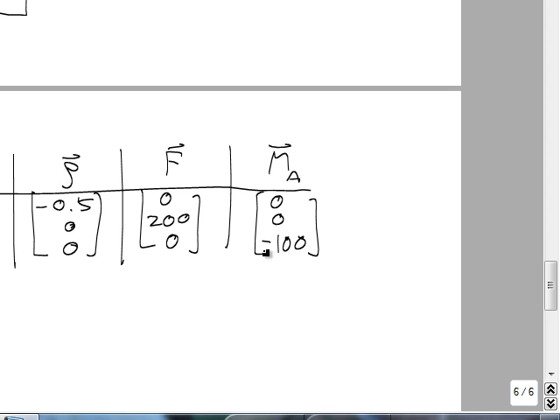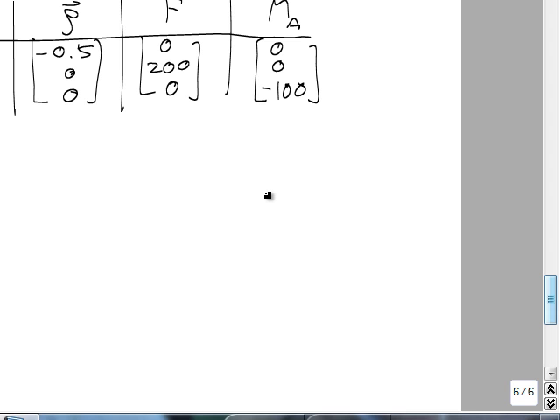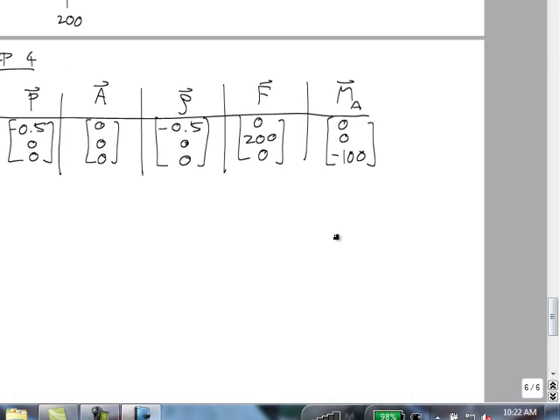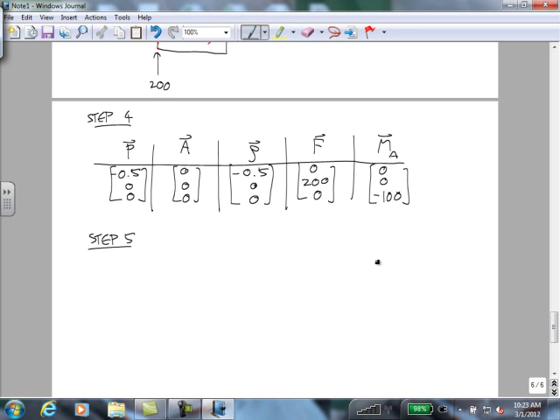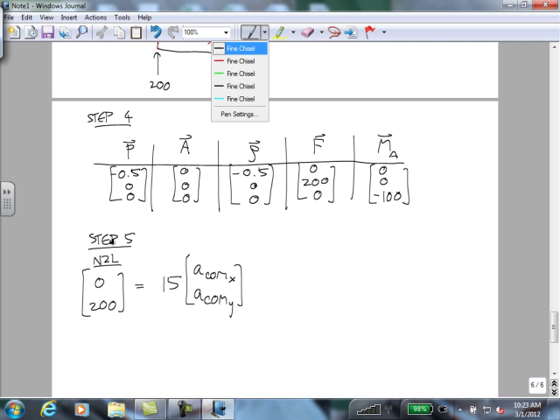Do we need step 5 in this case? Do we need to use Newton's second law? Yeah. So we have 0, 200 is equal to 15 times, I guess I'll write it as A COM X, A COM Y. Two equations.